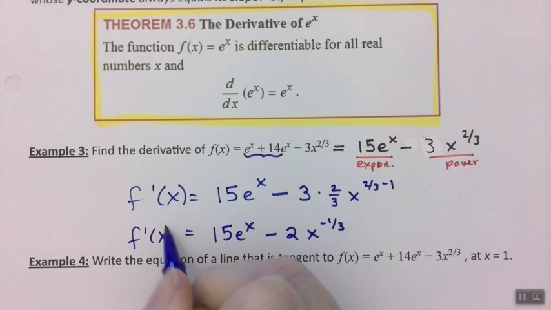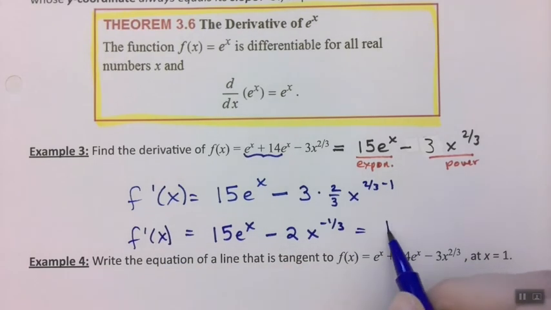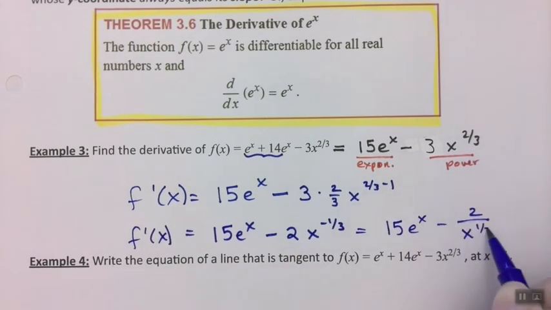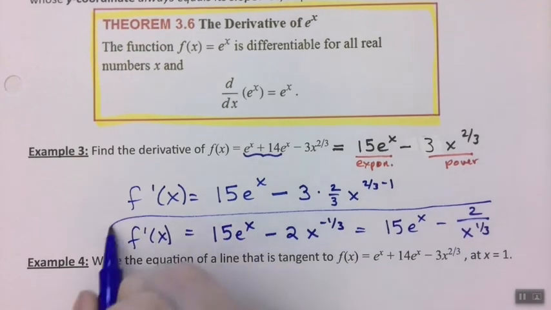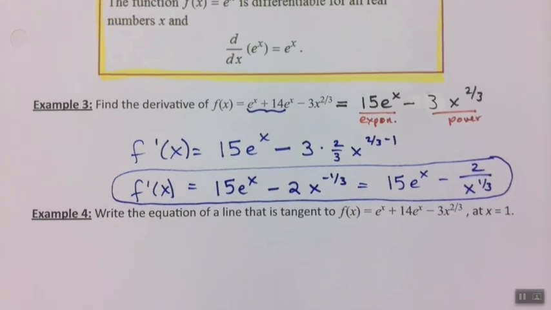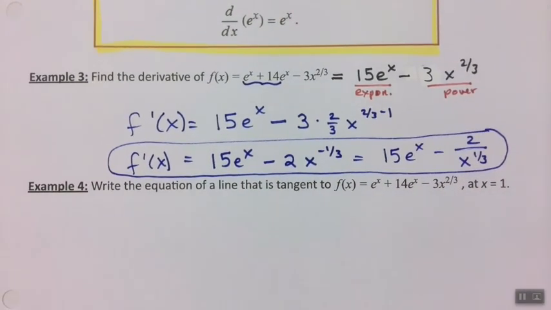That's not technically simplified. To simplify it, I would have to write it 15 e to the x minus 2 over x to the 1/3 power. Again, I don't care that much about simplification all the time, but if you need to simplify it, that's how to do it.